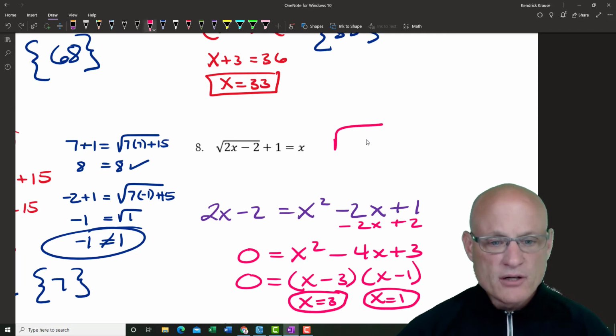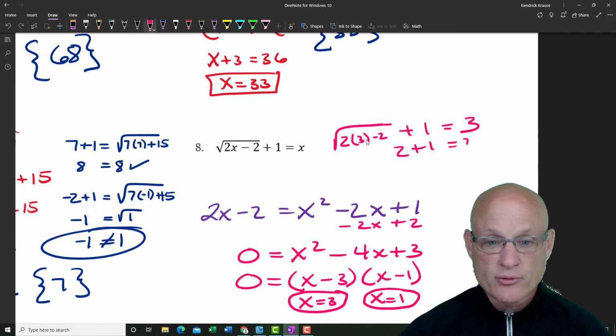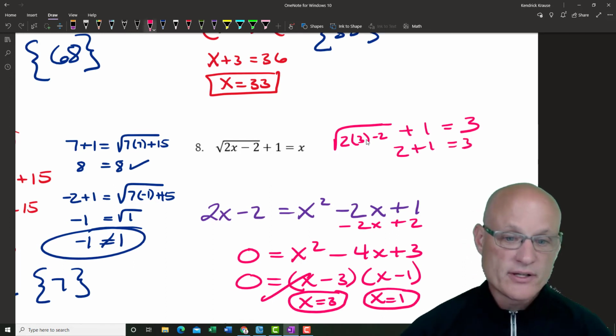The square root of 2 times 3 minus 2, plus 1, does that equal 3? Well, this is 6 minus 2, which is 4. The square root of 4 is 2, so 2 plus 1 equals 3. Perfect. So 3 works. Now let's try 1.